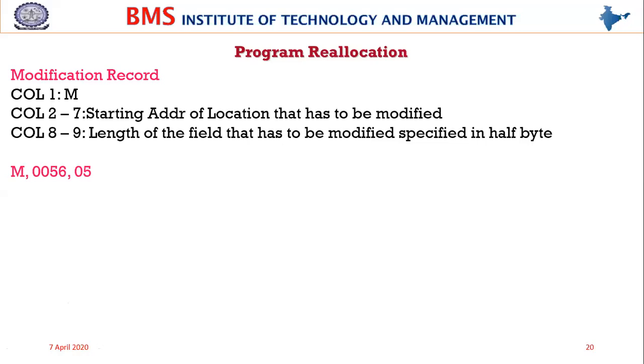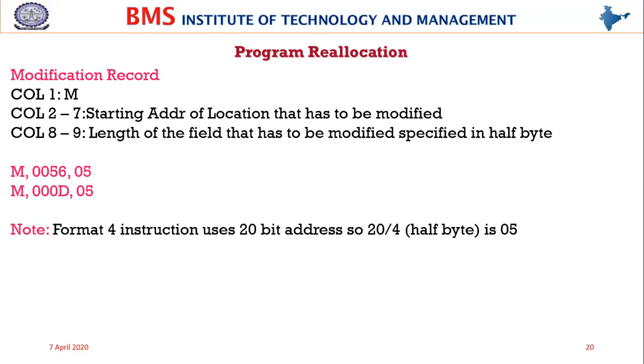So we are specifying it in a half byte. 5 4s are 20. So 20 bits, if you divide it by 4, nibble is 4 bits. Half byte is 4 bits. So 20 divided by 4, you are getting 5. So the next consecutive 5 half bytes are supposed to be changed. Means the entire operand address is supposed to be changed.